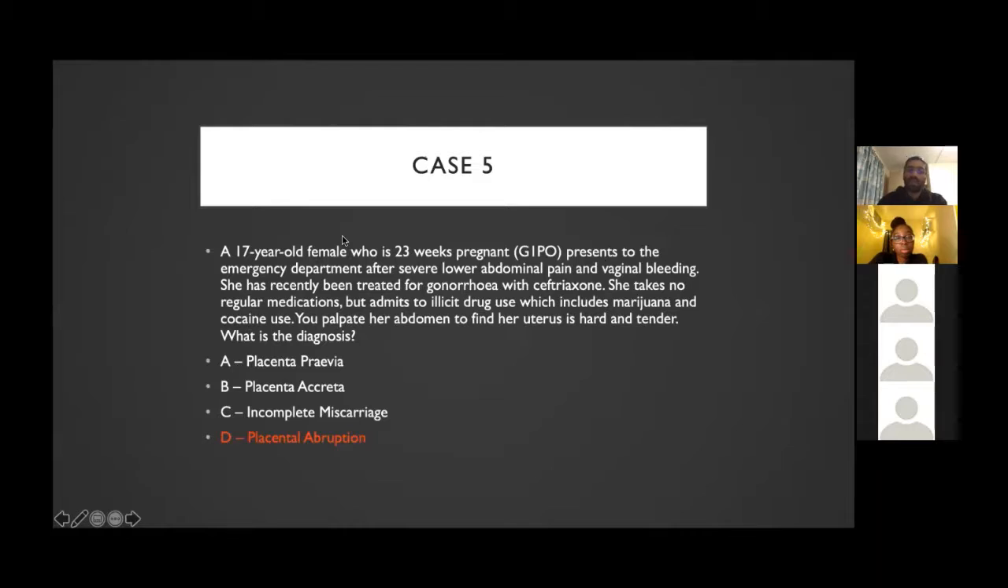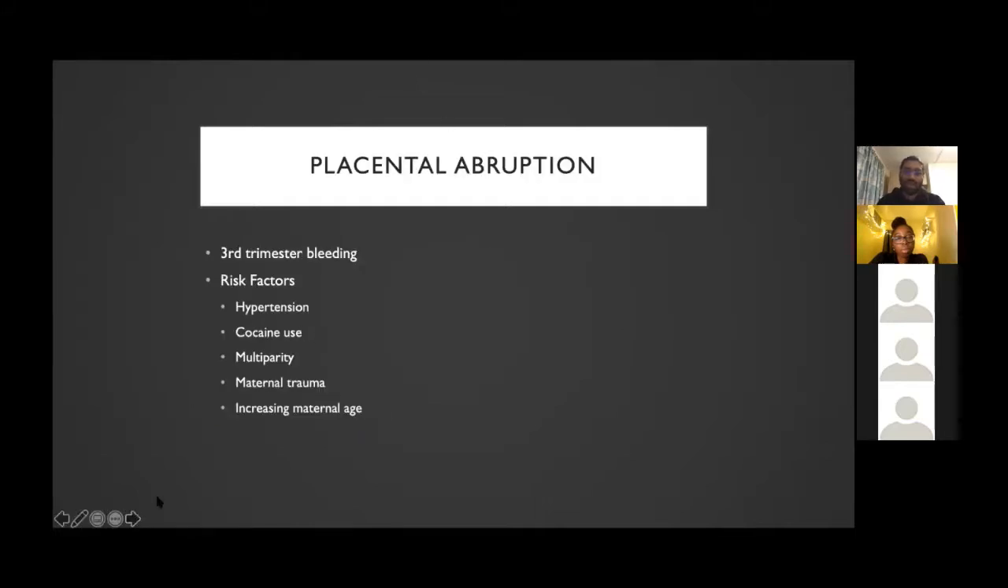And something that gives away it being a placental abruption is the fact that she is an illicit drug user with cocaine. Cocaine, obviously a drug, causes vasospasm of the uterus. By causing vasospasm of the uterus, you're causing the placenta to basically rip off. Imagine this hand is the uterus, and that's the placenta. By causing vasospasm of the uterus, you're causing the placenta to move off. And that's generally what an abruption is.